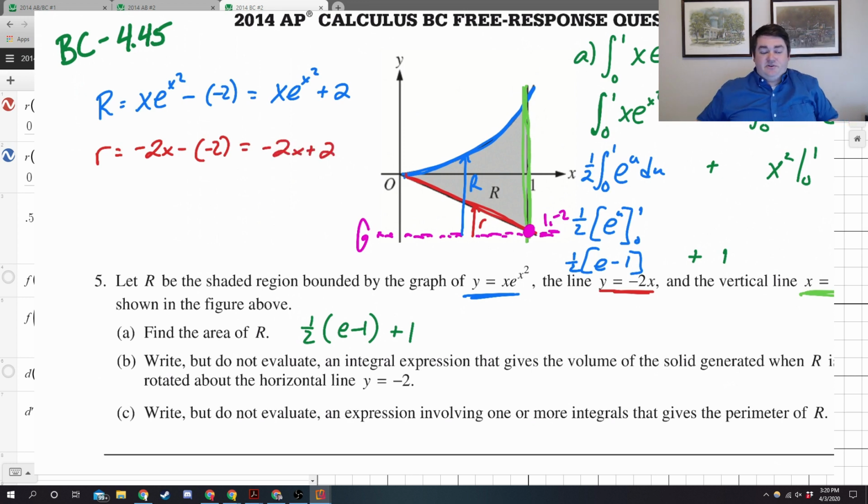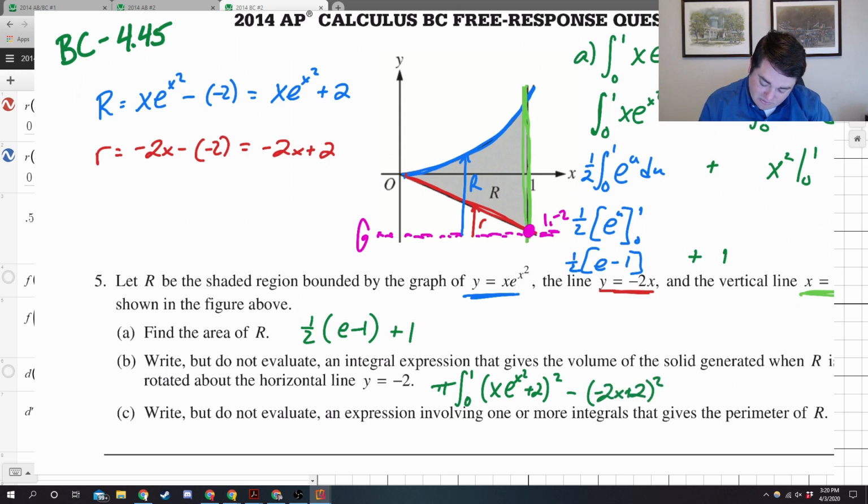There's your values for big R and little r, and now we're going to piece it all together. This is a revolution problem. Don't forget the pi. Excuse me. So I've got pi times the integral from 0 to 1 of big R squared, x e to the x squared plus 2, squared, minus little r squared, -2x plus 2, squared, dx.